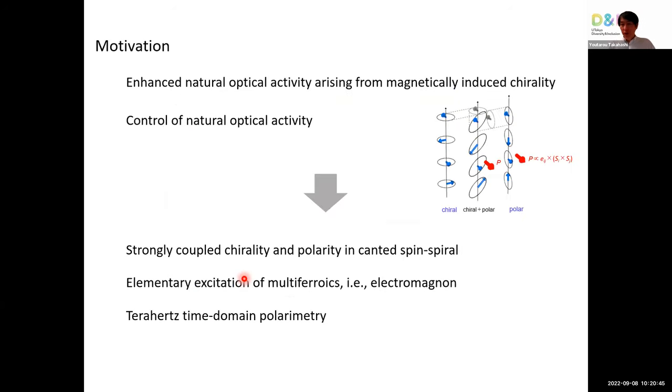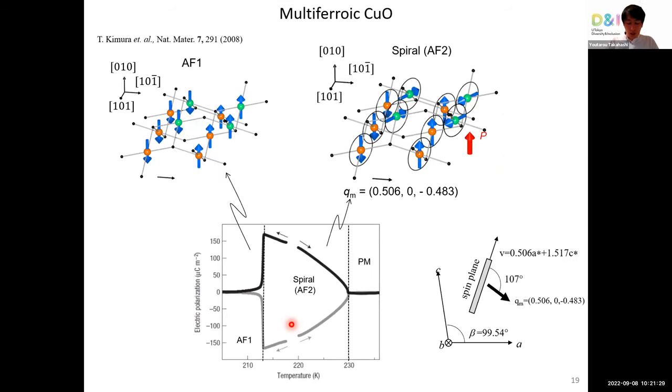Okay, the motivation of this work is the observation of enhanced natural optical activity arising from the magnetically induced chirality, and control of the natural optical activity. To realize this motivation, we use a strongly coupled chirality and polarity in the cantate spin spiral. We also use the elementary excitation of the multiferroics, that is the electromagnon. And to detect the optical rotation from the natural optical activity, we use the terahertz time domain polarimetry. So let me move on to the results.